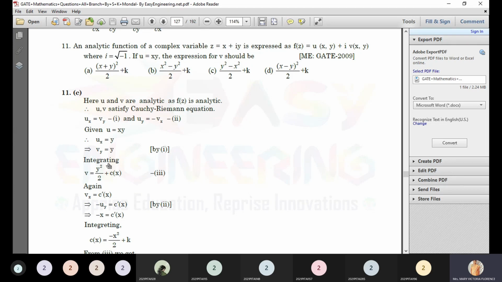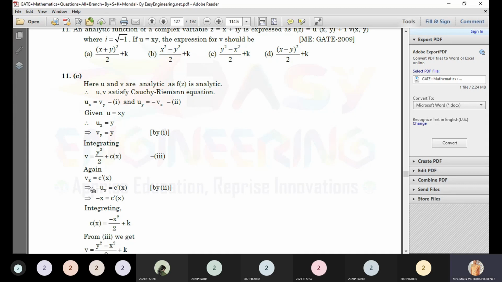So if we integrate v, we will be getting integral y. Basic formula, integral x is x squared by 2. So integral y is y squared by 2 plus a constant. Since the limit is not given, we have to take the constant as c of x. Again, vx: differentiate equation 3 with respect to x.